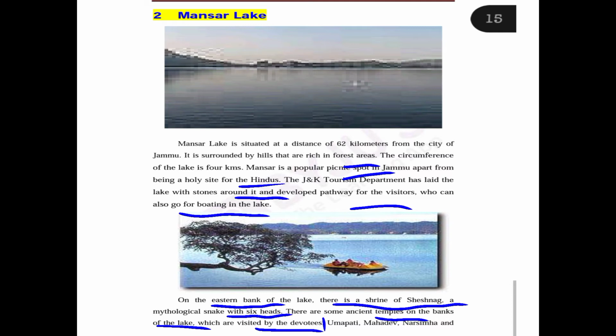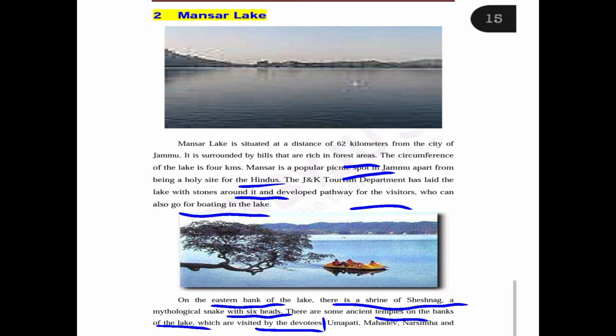Okay, you can repeat reading this Mansar Lake. Do the reading of this many times, silently. Now let's try to understand what this Mansar Lake, the lesson number 3, what does it read?